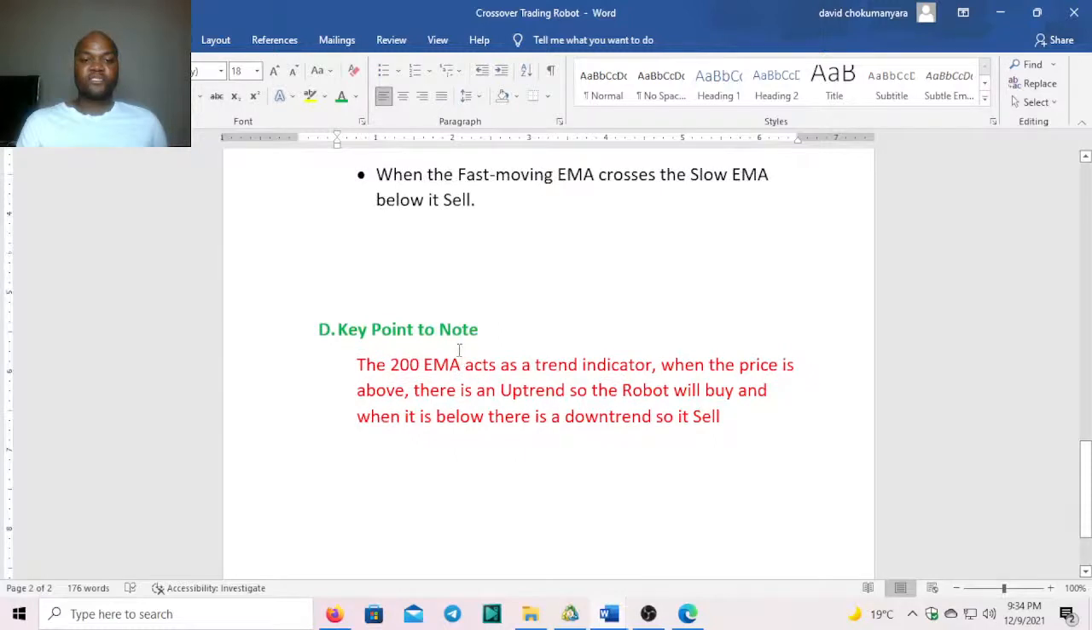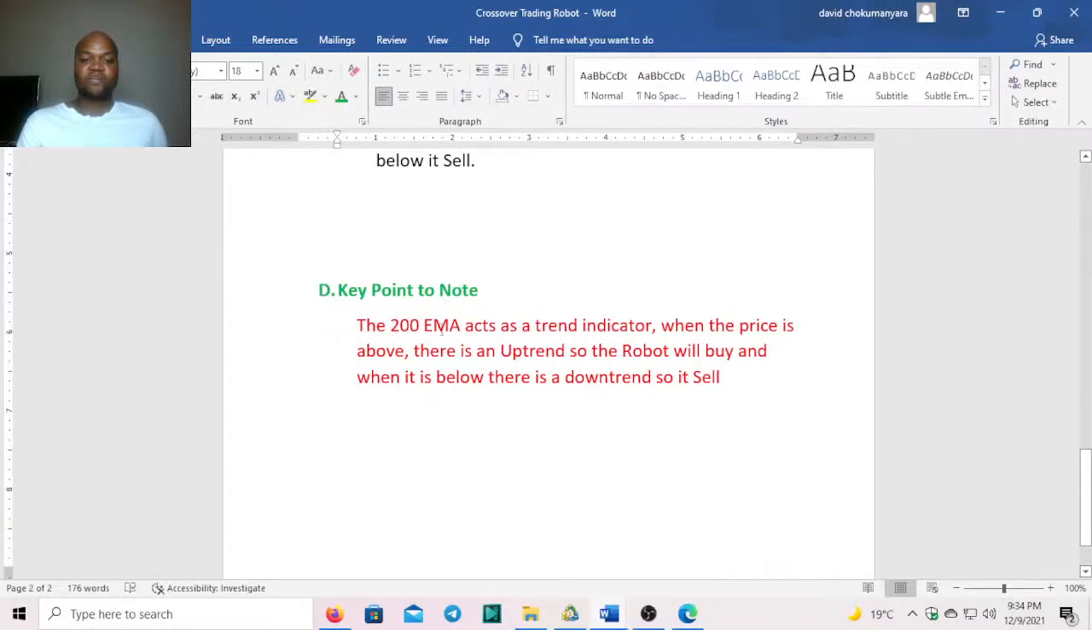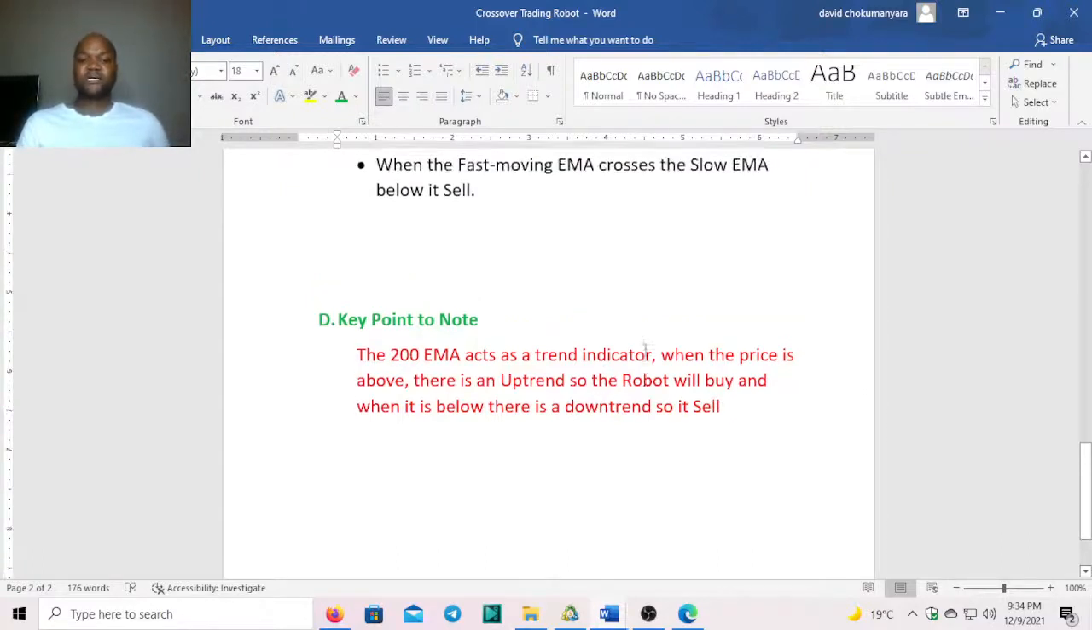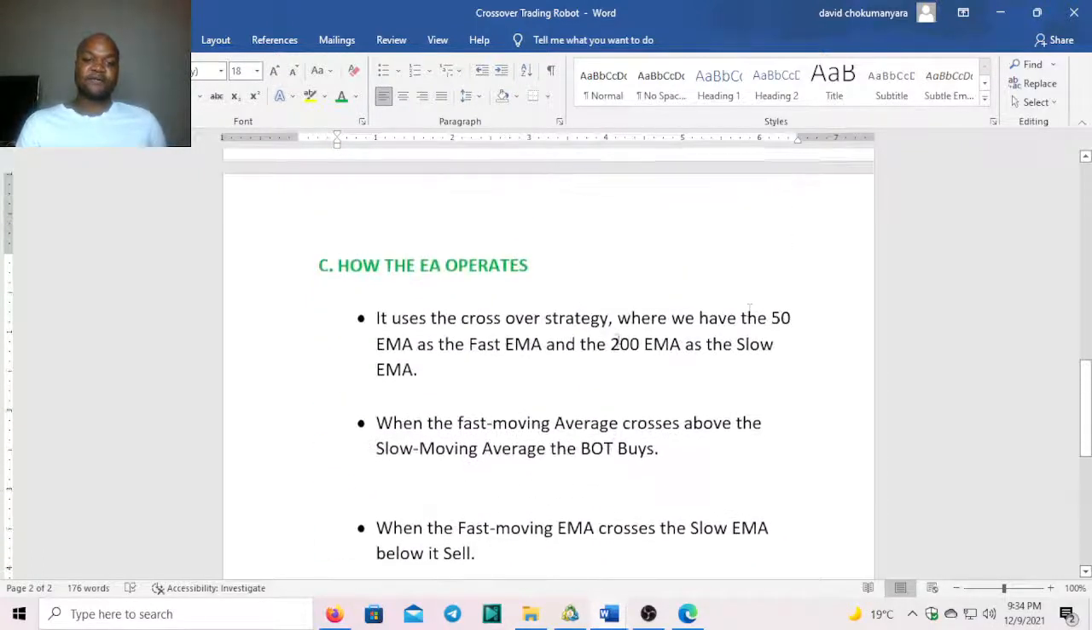A key point to note here is that the 200 exponential moving average acts as a long-term trend indicator. When the price is above this 200 exponential moving average, there will be an uptrend, so you can buy. The robot will open a buy. When the price is below, there will be a downtrend, so the robot can also sell. So this is what the strategy is like.